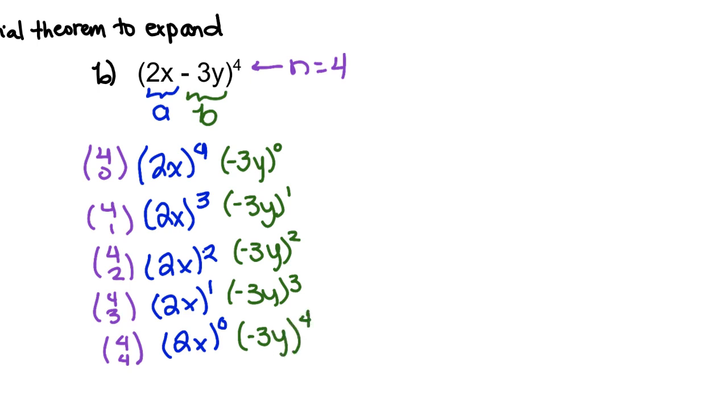Now those come from the fact that my exponents, this 4 and 0, have to add to 4. 3 and 1 have to add to 4. 2 and 2 have to add to 4. But they also match these numbers right here. So 0 exponent, 1 exponent, 2 exponent, 3 exponent, 4 exponent.